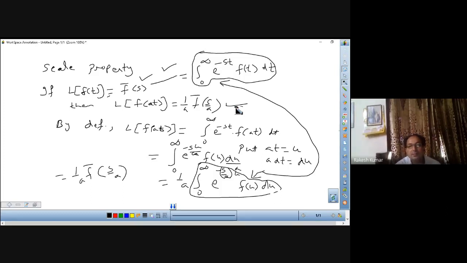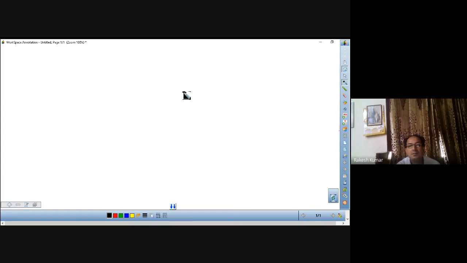Next we have inverse Laplace transform. Inverse Laplace transform.